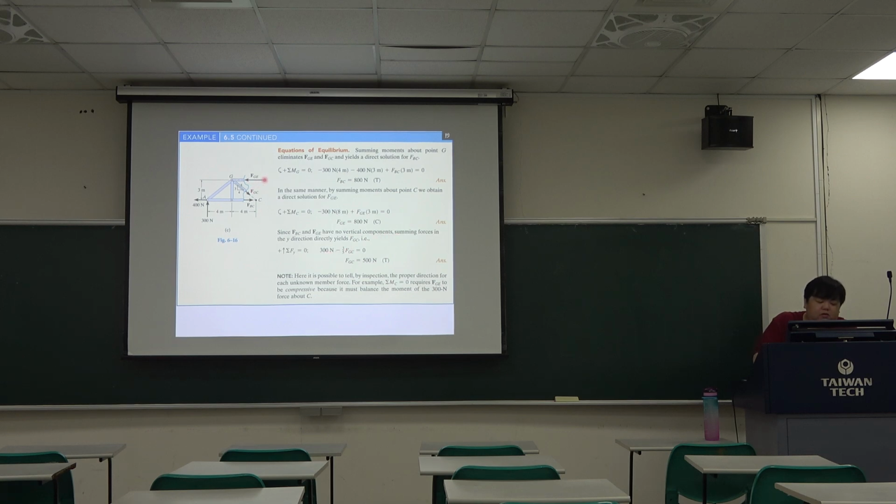Then if we know FGE and FBC, we can do the summation Fy equal to 0. Then it is very easy to calculate the FGC answer like this. We can also do the summation Fx equal to 0, and I think we can also get the same answer. FGC is equal to 500 Newton.